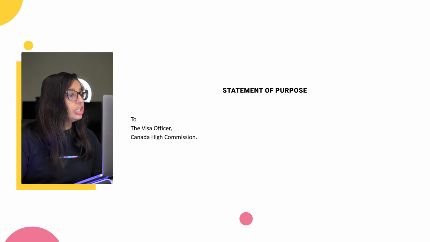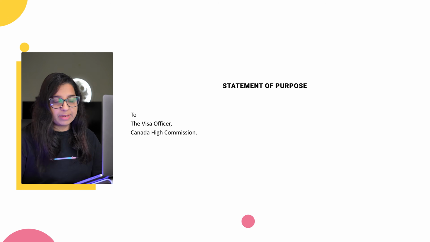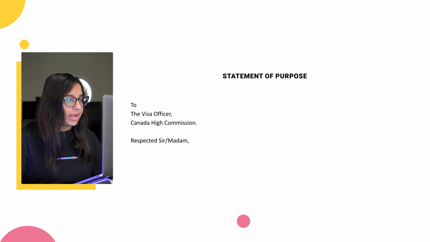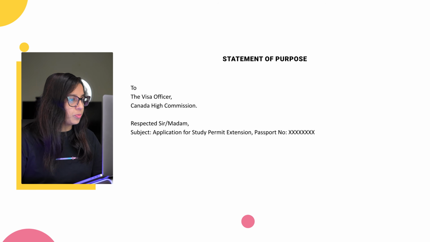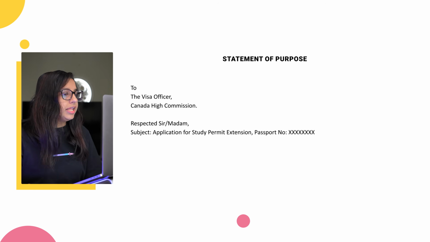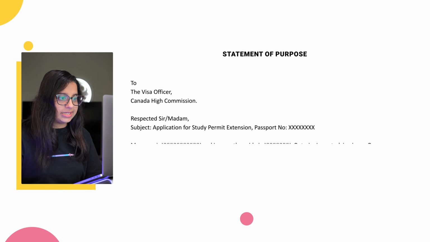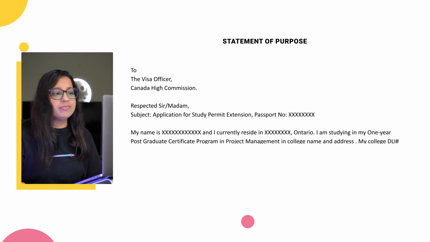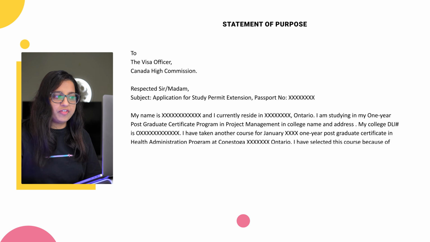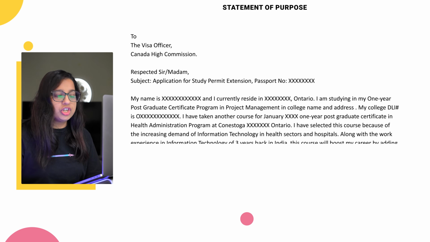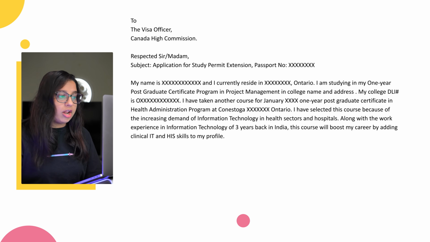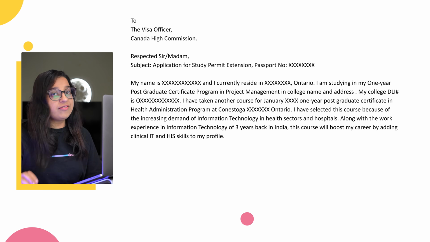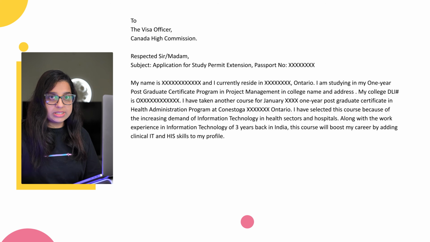Statement of purpose to the Visa Officer, Canada High Commissioner. Respected Sir, Madam, subject: application for study permit extension, and mention your passport number detail. Mention the name and where you are currently residing, and write about your course. I am studying in a 1-year postgraduate certification program in the college, and this is my course detail and the college name and the address. My college DLI number is this. I have taken another course; mention the course detail, what intake and the college address.